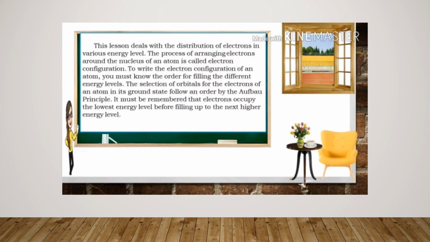This lesson deals with the distribution of electrons in various energy levels. The process of arranging electrons around the nucleus of an atom is called electron configuration. To write the electron configuration of an atom, you must know the order of filling the different energy levels. The selection of orbitals for the electrons of an atom in each ground state follows an order by the Aufbau principle. It must be remembered that the electrons occupy the lowest energy level before filling up the next higher energy level.